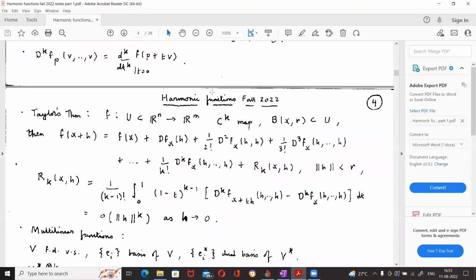Okay. So here the kth derivative is a multilinear function from R^n cross R^n, k times, to R, and applied along the diagonal, to (V, V, ..., V) k times, it's nothing but the kth derivative of the curve F of P plus tV. Well, this is a function of one variable, actually, if f is real valued.